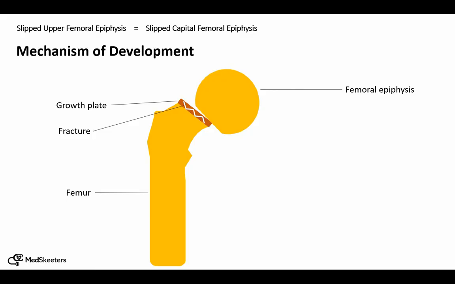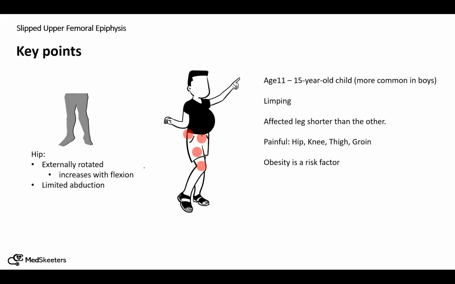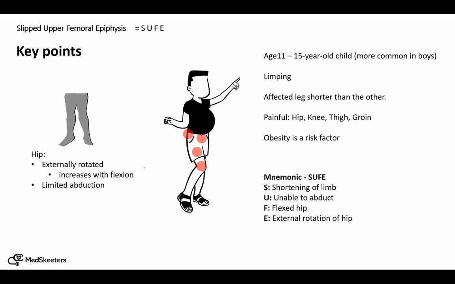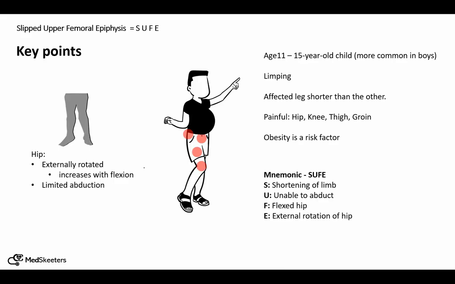It presents as pain or discomfort in the groin or knee, common in obese adolescent boys, and there will be limping on the affected side. Remember the mnemonic SUFE, where S is for shortening of the limb, U is for unable to abduct, F is for flexed hip, which rotates externally, and E is for external rotation of the hip.